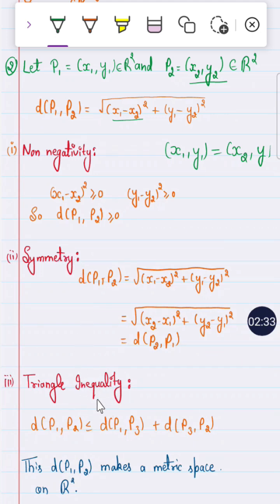Now for the triangle inequality, how do we prove it? When you take the third point terms, z1 minus z2, and apply the triangle inequality, then the triangle inequality holds. So it makes a metric space.